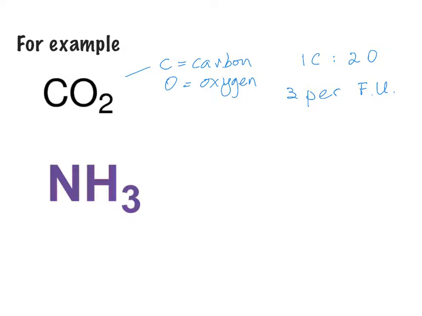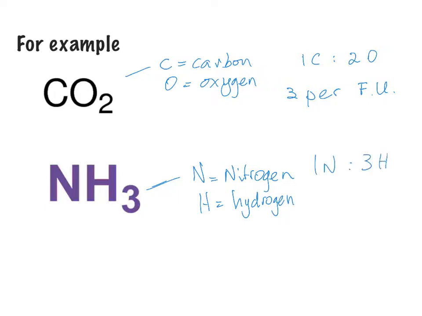So let's go to another one. NH3, or ammonia, we see that we've got N, which stands for nitrogen. Now it'd be really handy if you had a copy of the periodic table with you as you do this. H for hydrogen. I can see that I've got 1 N to 3 H's, and I've got 4 per formula unit. I think hopefully we're going okay with this.